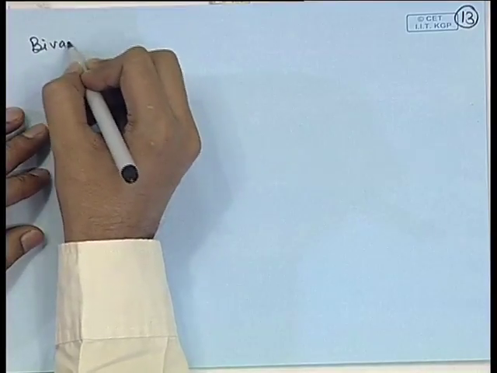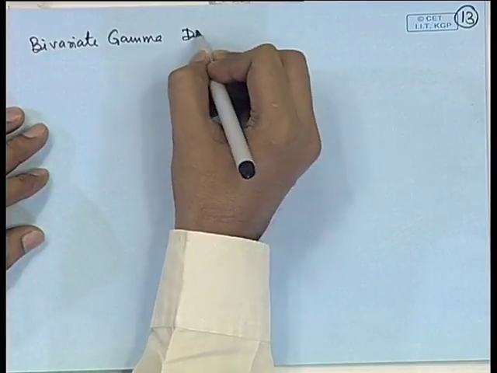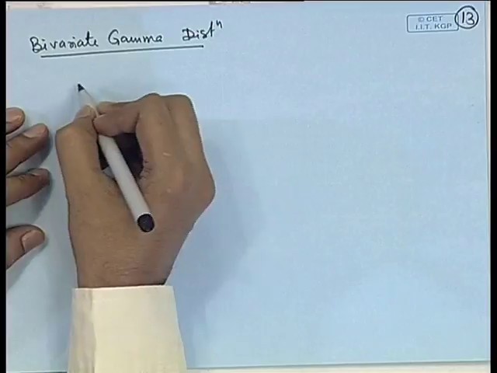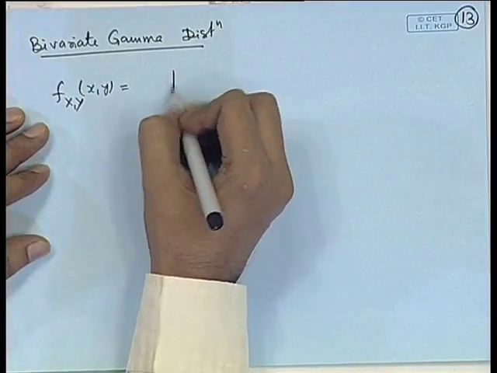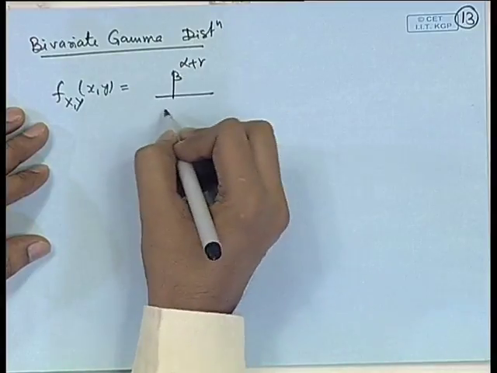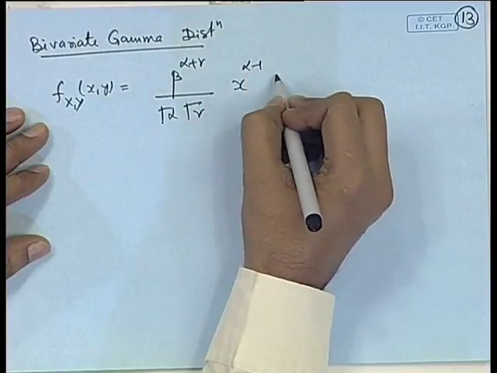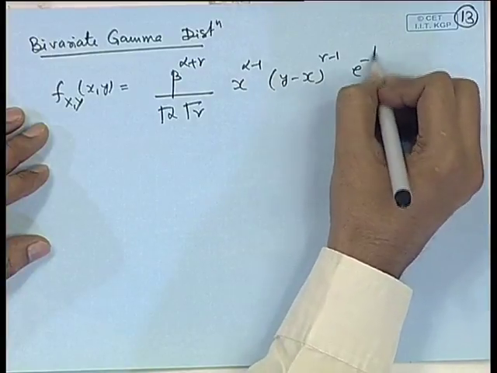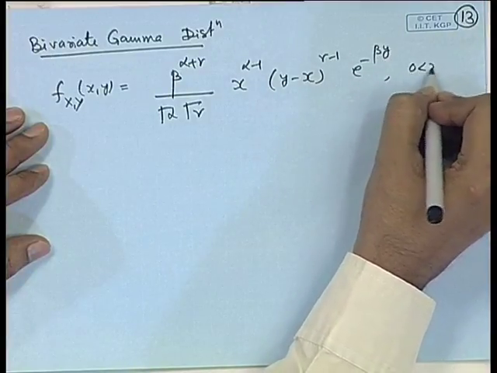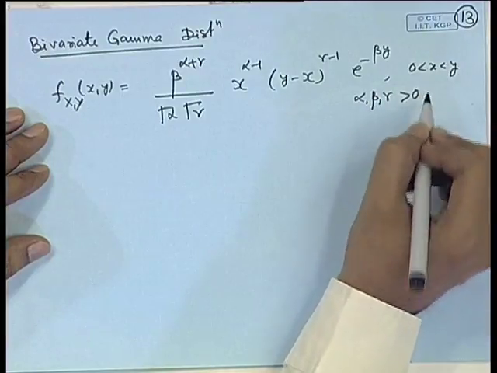thing is done for the gamma distribution. So, a bivariate gamma distribution can be defined as f(x, y) equal to beta to the power alpha plus gamma divided by Gamma(alpha) Gamma(gamma), x to the power alpha minus 1, (y minus x) to the power gamma minus 1, e to the power minus beta y, where 0 less than x less than y, and alpha, beta, gamma greater than 0.